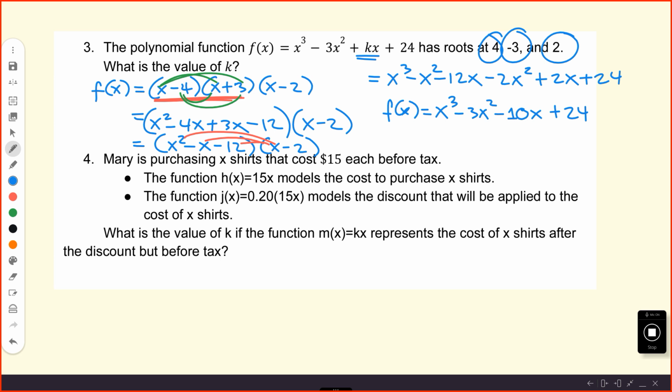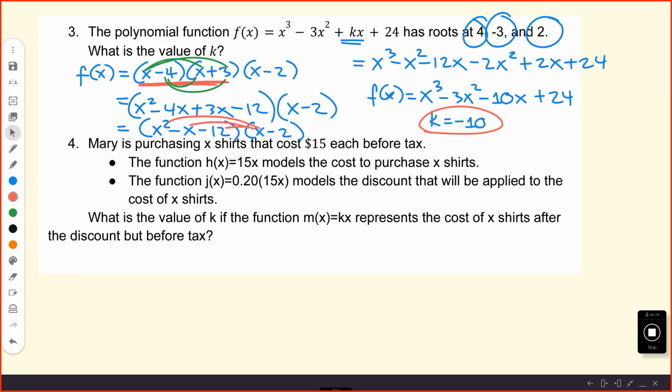So therefore, from the polynomial, what do you think is the value of k? Negative 10. So k is negative 10. Because we know k is in this notation, k is just the coefficient of x. And from here, we know the coefficient of x is negative 10. So k is equal to negative 10. Okay? Any question?